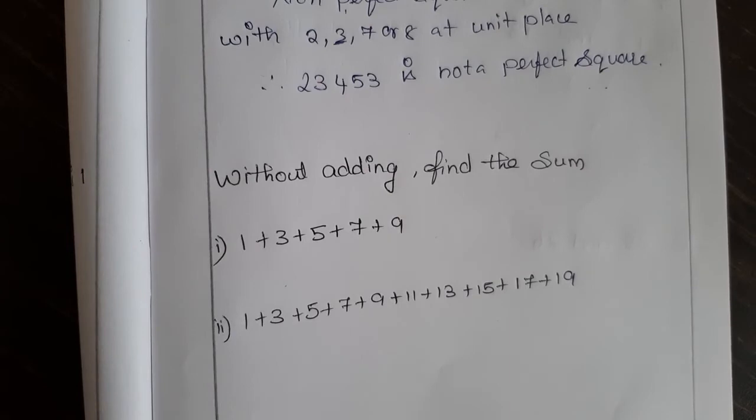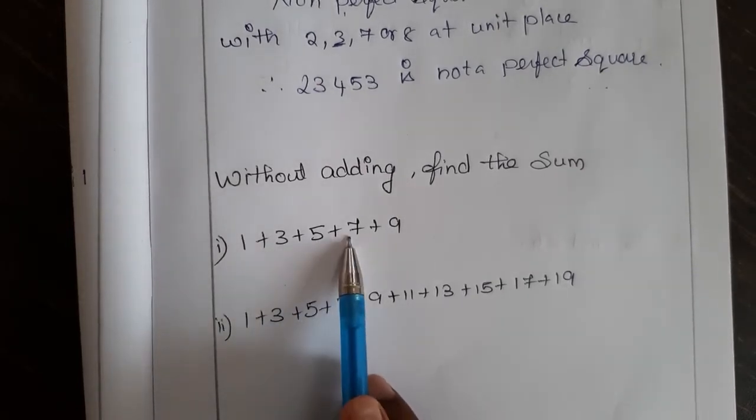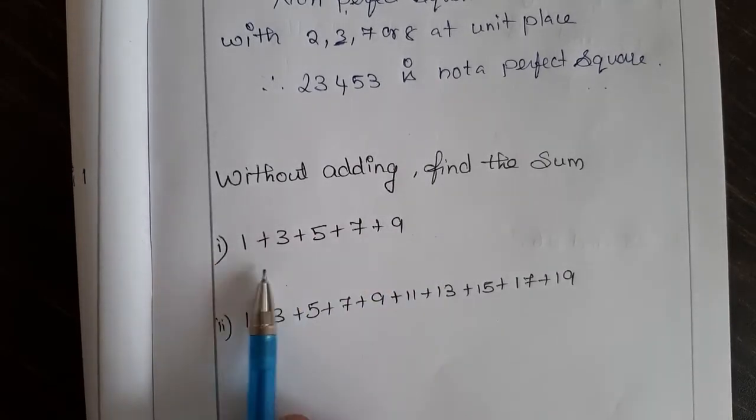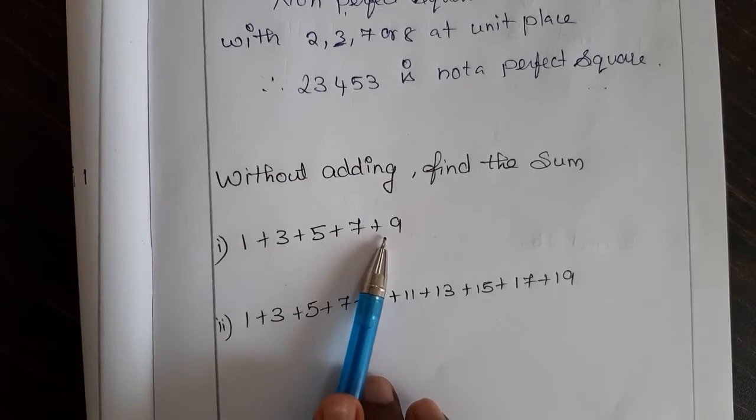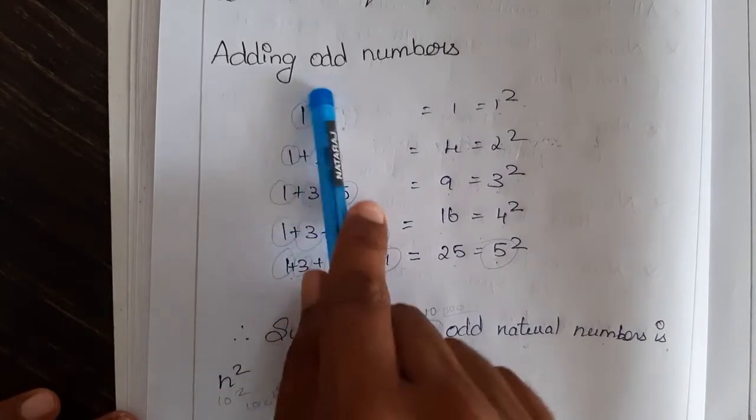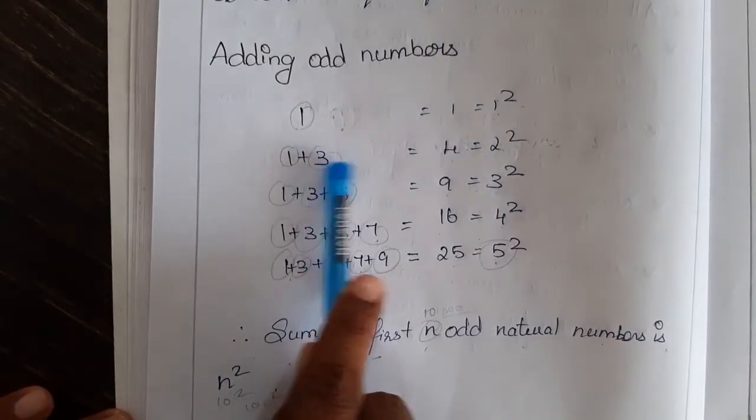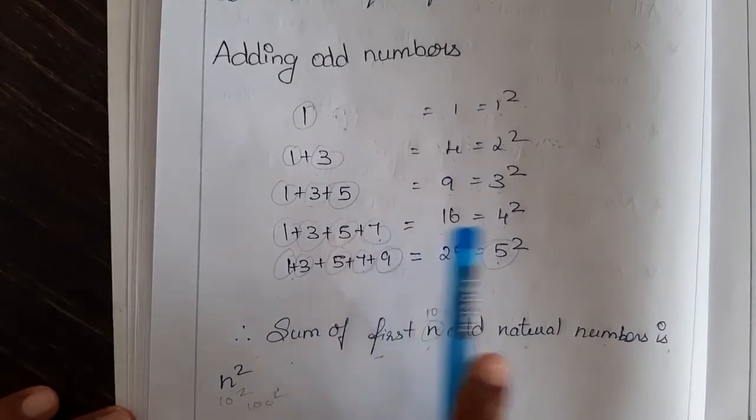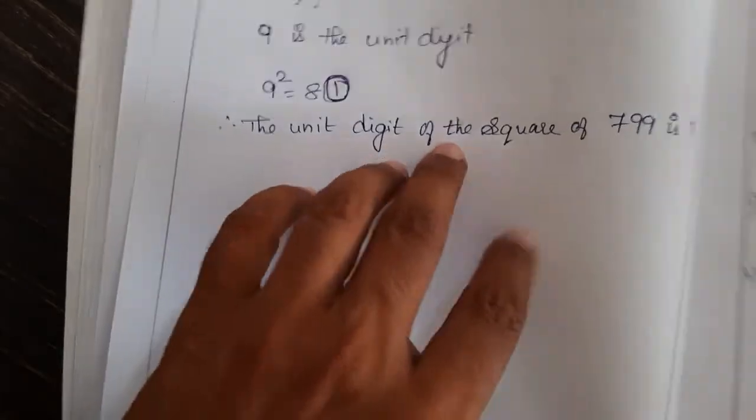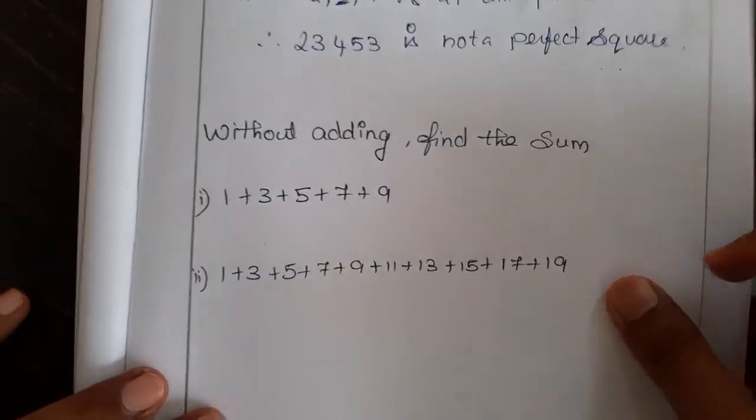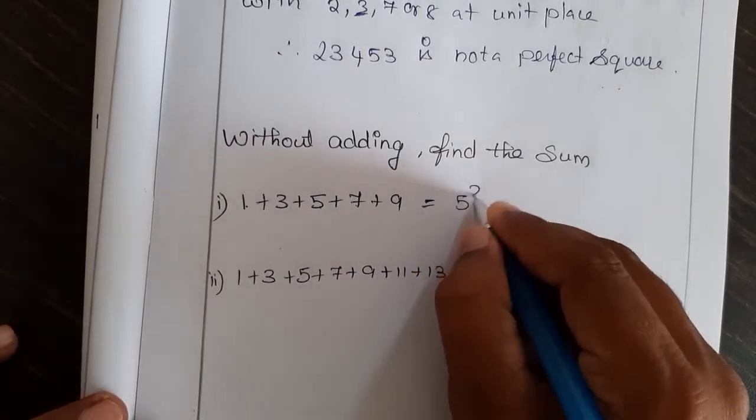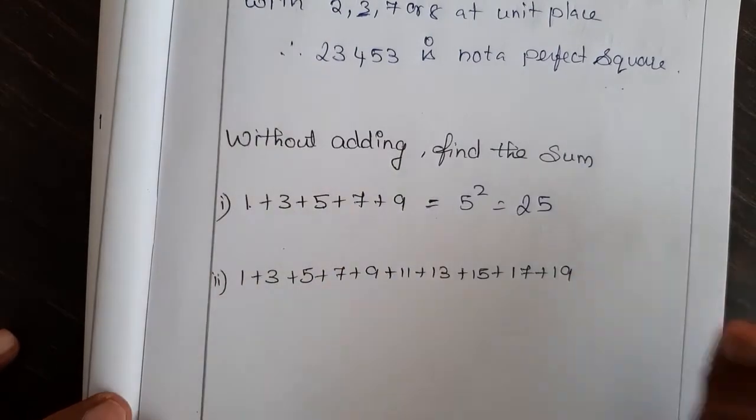Without adding, find the sum: 1 plus 3 plus 5 plus 7 plus 9. You can see it is consecutive odd numbers from the beginning, right? So we can easily say how many numbers are there. I'll remind you, we already saw this pattern. The sum of 1 odd number is 1 square, 2 odd numbers is 2 square, 3 odd numbers is 3 square, 4 odd numbers is 4 square, 5 odd numbers is 5 square. Here we can use the same without doing the sum. So totally how many numbers are added here? 1 2 3 4 5. So it is 5 square, which is 25. So without adding we found it, right?